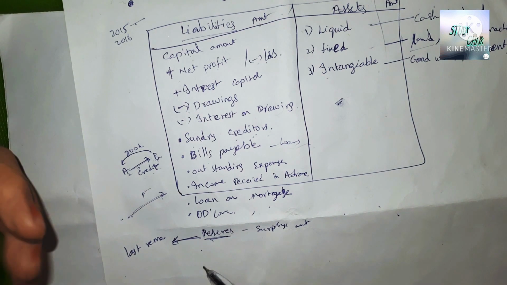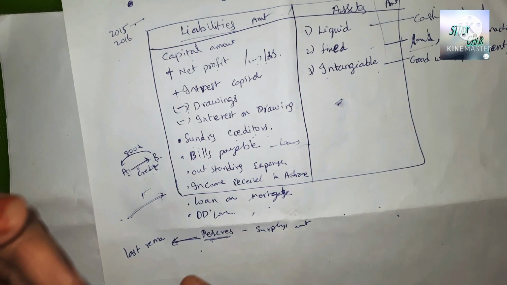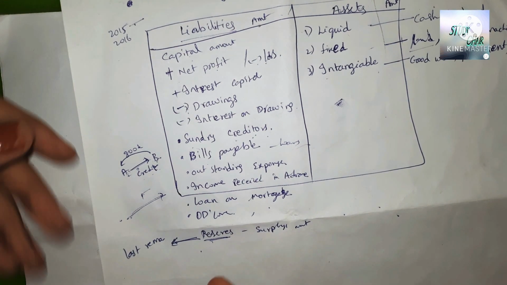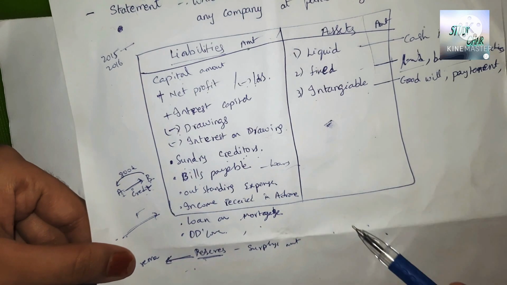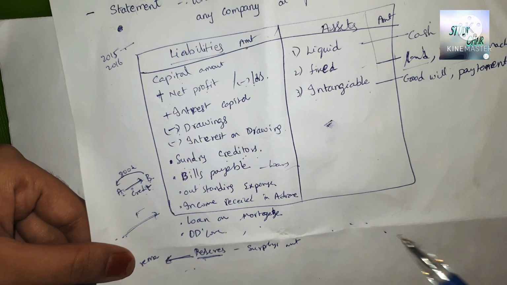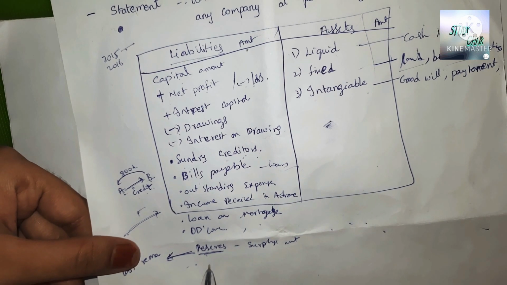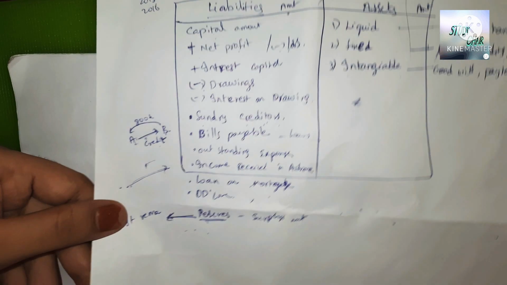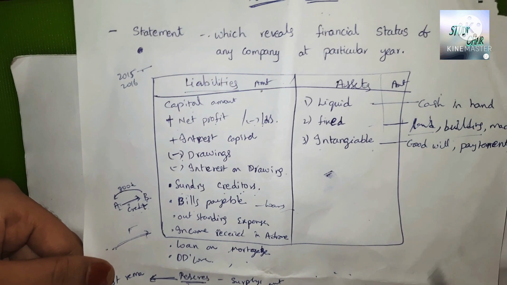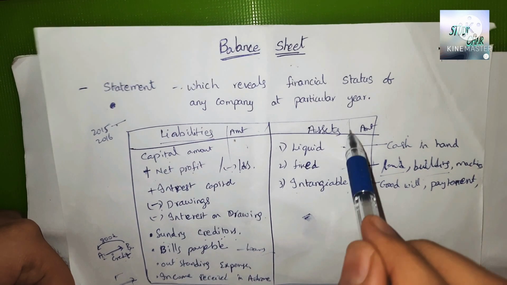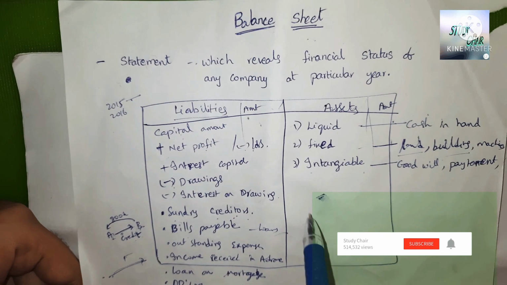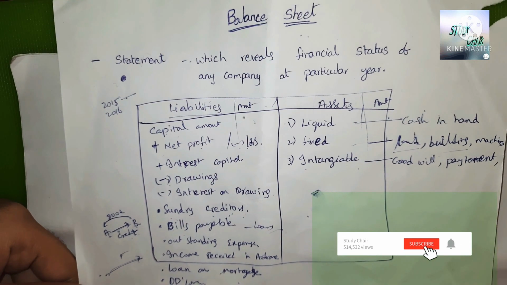That means it will be a safety for the bank if we keep it under liabilities. Otherwise, if you keep it under assets, then we will spend easily. That's why we put reserves under liabilities. So this is the format for the balance sheet: liabilities and amount, assets and amount. I hope you understand. Thank you.